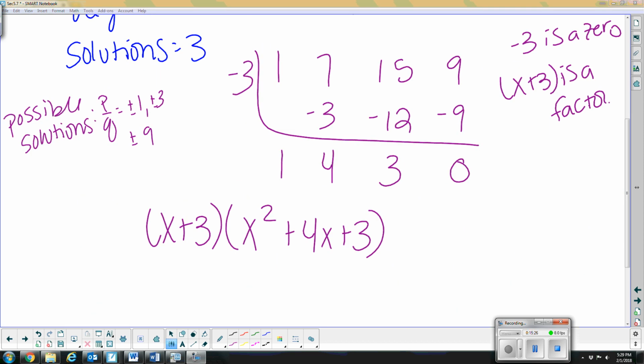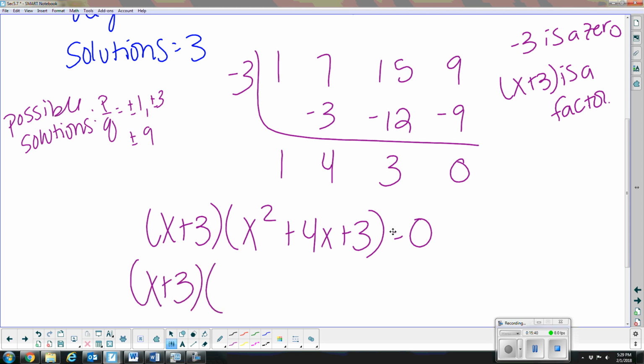So if I rewrite my function, x plus 3 is a factor, then what's left is x squared plus 4x plus 3. I can factor this. I don't even have to use the quadratic formula. It's factorable with integers. And your factors are x plus 1 and x plus 3. The factors of 3 are 3 and 1, and those add up to 4.